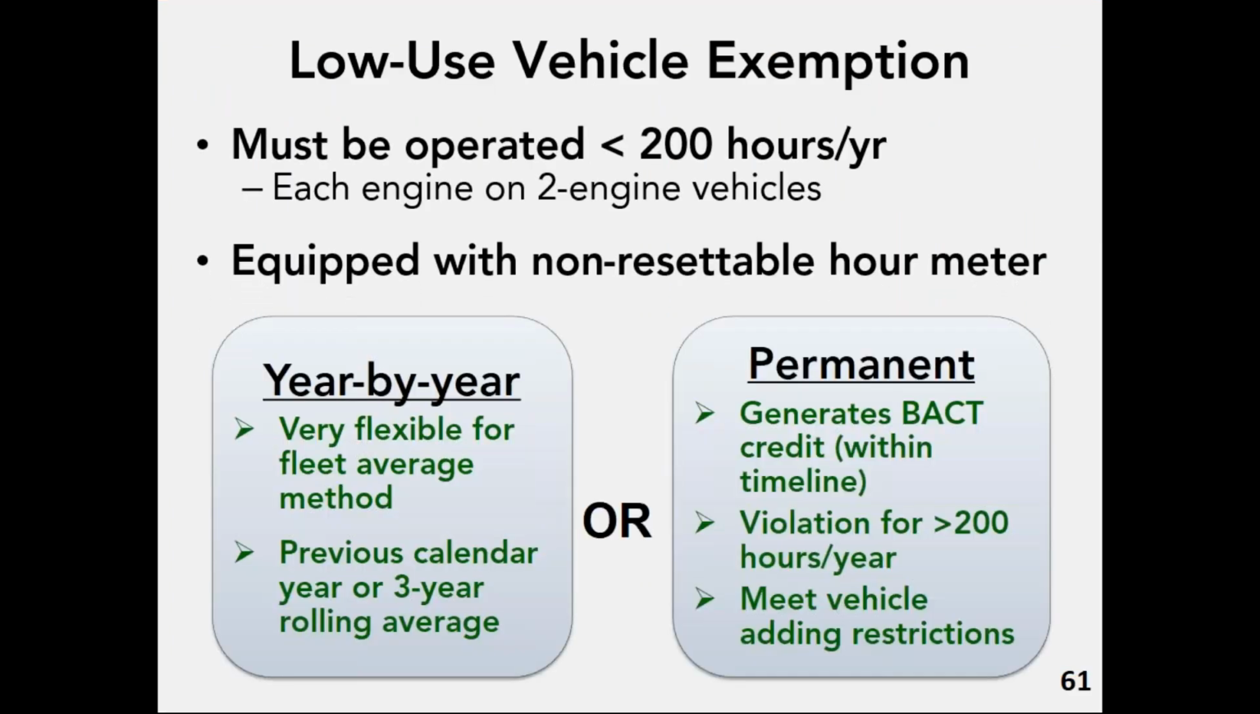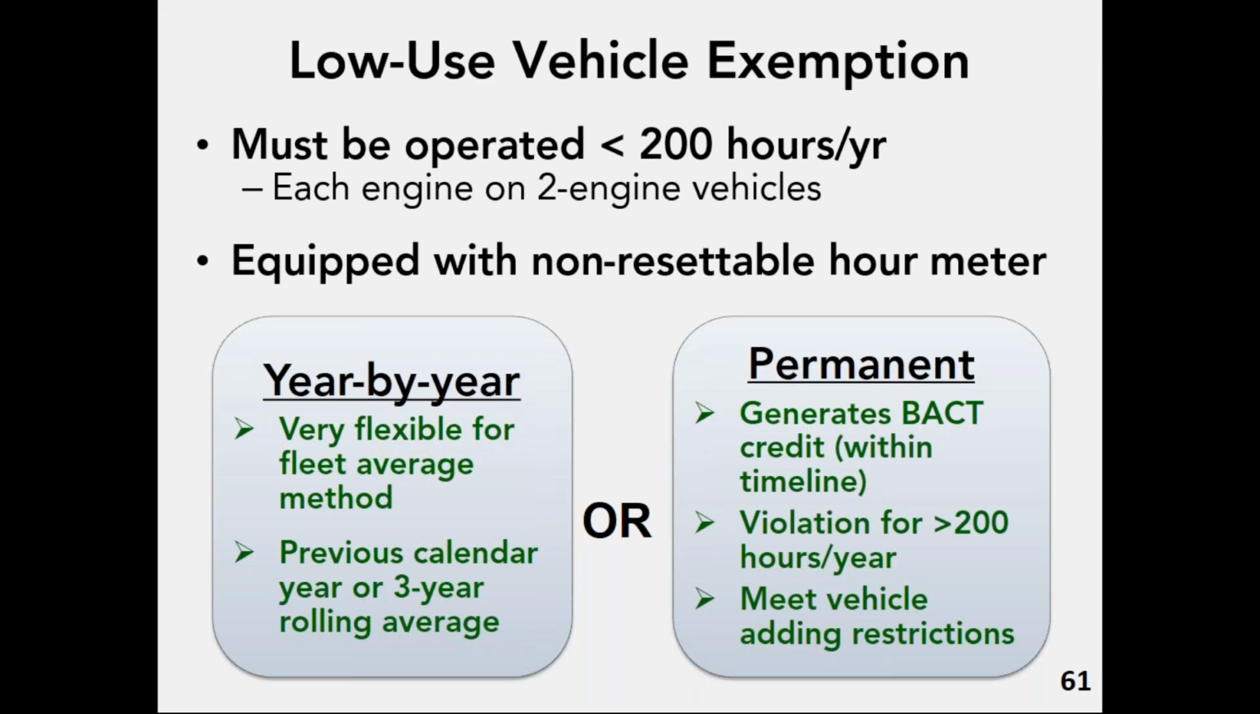So now let's get into low use. If you have a piece of equipment that can be operated for less than 200 hours per year, or if you have a piece of equipment that already operates less than 200 hours per year, you can benefit from using one of the low use options. If it's a 2-engine vehicle, both of the engines have to stay under 200 hours per year. A lot of times we'll see those vehicles where maybe the propulsion engine doesn't operate very much, but the stationary portion of it, like the drill or crane, that's the main use, so that one will go over the 200 hours. There are, again, 2 options for low use vehicles.